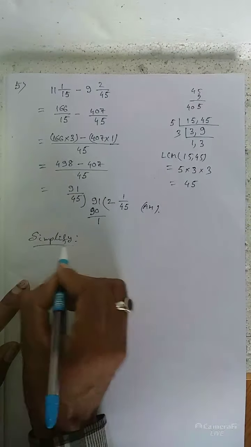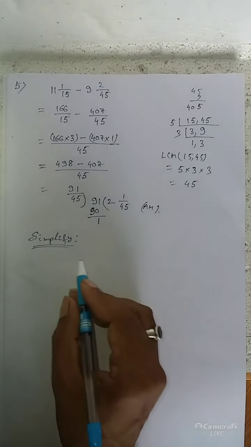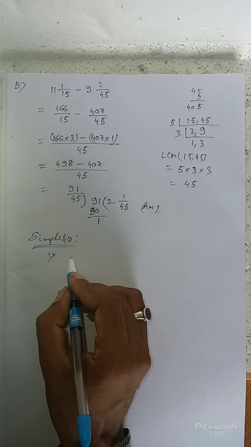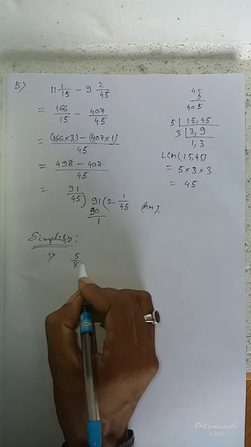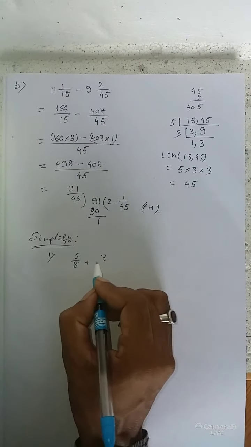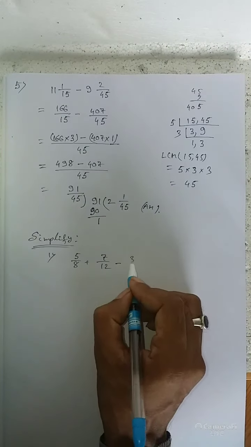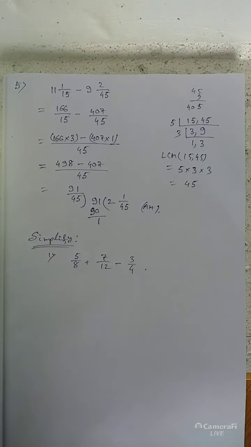Suppose you have to simplify example number 1: 5 by 8 plus 7 by 12 minus 3 by 4. In this case there are addition and also subtraction, but it should be arranged first addition and then subtraction.